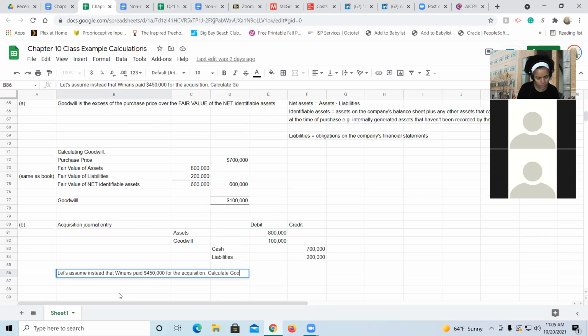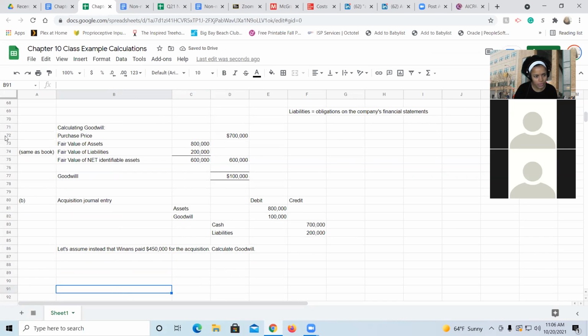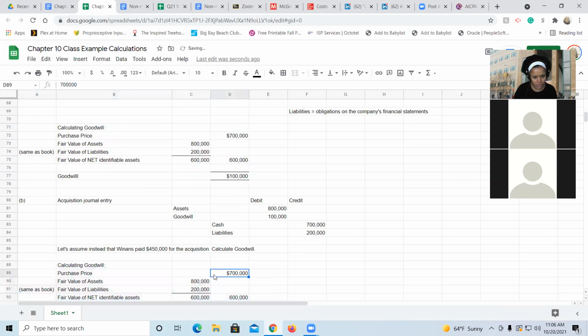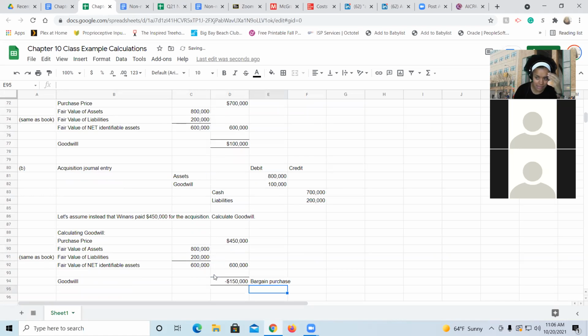Calculate goodwill. So now all you're doing, I'm going to bring this all down, just copy and paste it. But your purchase price is going to become much less, 450,000. Do you see how that becomes negative? This is what we call a bargain. You know what a bargain is, because you've gone shopping and you're like, oh, this is a bargain. It means that it's really cheap. A bargain purchase, or sometimes referred to as negative goodwill.